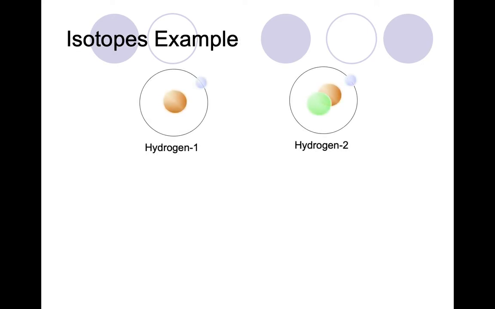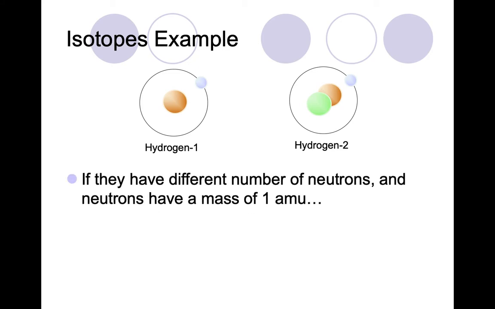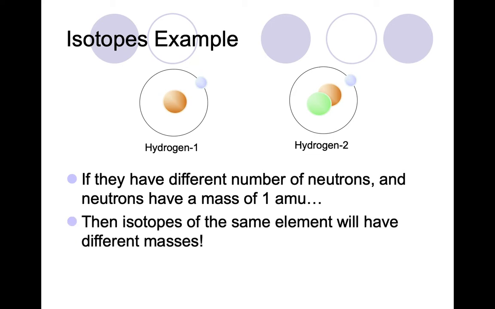So let me give you an example. We have hydrogen 1 and hydrogen 2. The difference basically between them is that hydrogen 1 doesn't have a neutron, but hydrogen 2 does. So hydrogen 2 has a mass of 2 and hydrogen 1 has a mass of obviously 1 because it doesn't have a neutron and all it has is a proton.